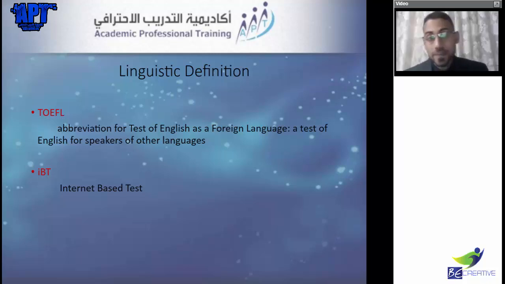As for the PBT, sometimes some local organizations ask for it. The IBT is the international one. If you're traveling abroad to study, or for immigration or something like that, they ask for the IBT, the internet-based test. Now let's talk about it more.